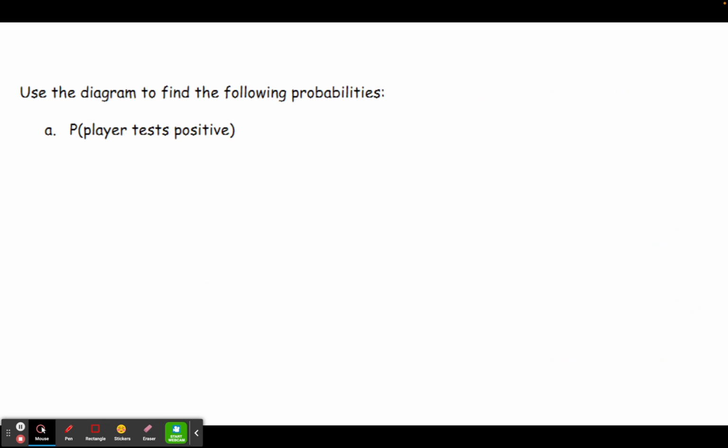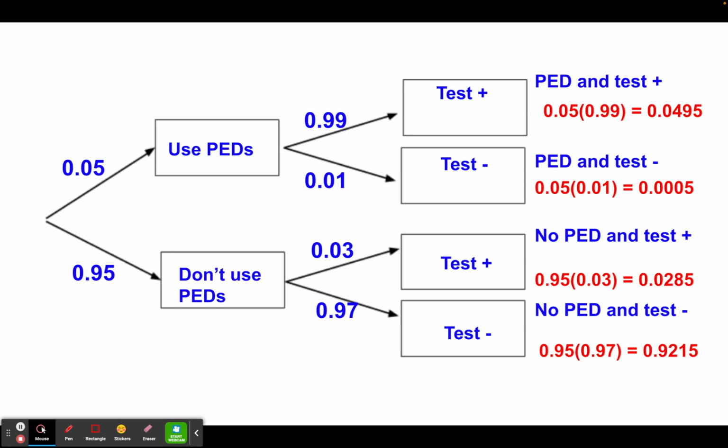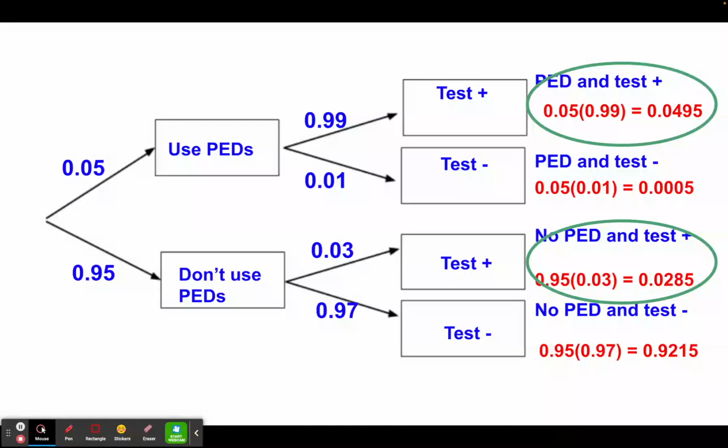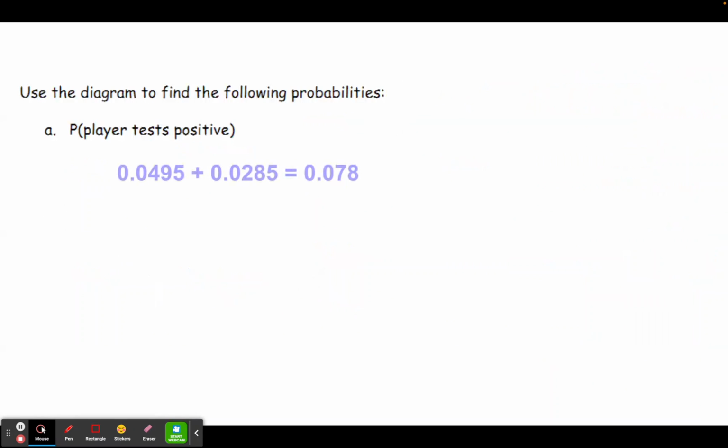Question A says, find the probability that a player tests positive. Let's go back and look at our tree diagram again. We actually have 2 branches of the 4 where a player would test positive. Either they use performance-enhancing drugs and test positive, which is 0.0495, or they don't use and test positive, which means that the probability of that is 0.0285. And because either one or the other could occur and lead to a positive test, we're going to add the probabilities on those 2 branches together. So 0.0495 plus 0.0285 gives us an overall probability of testing positive of 0.078.